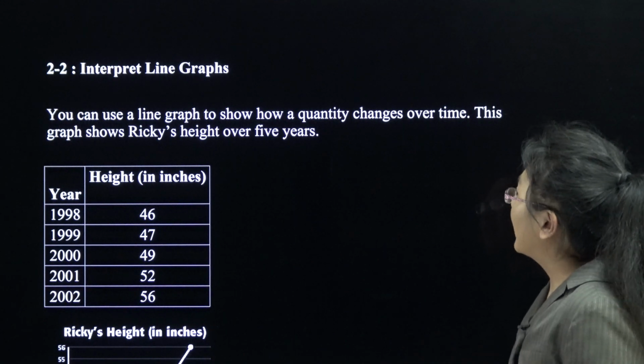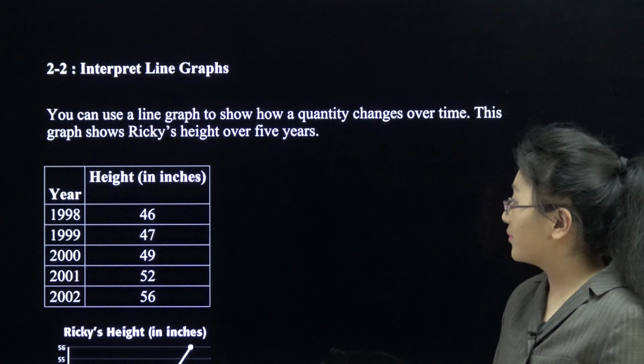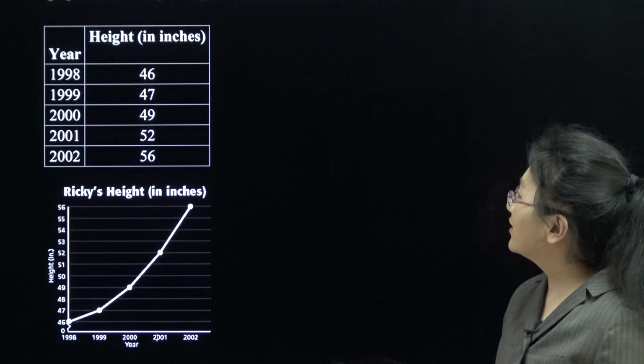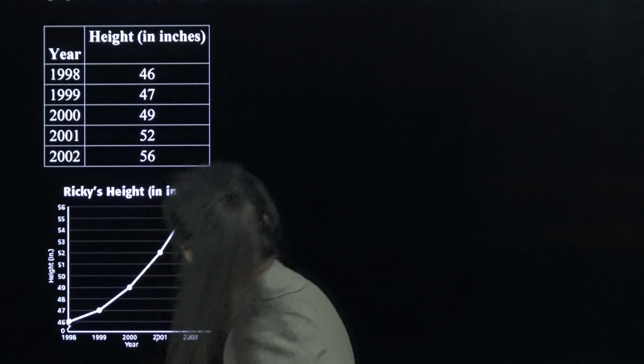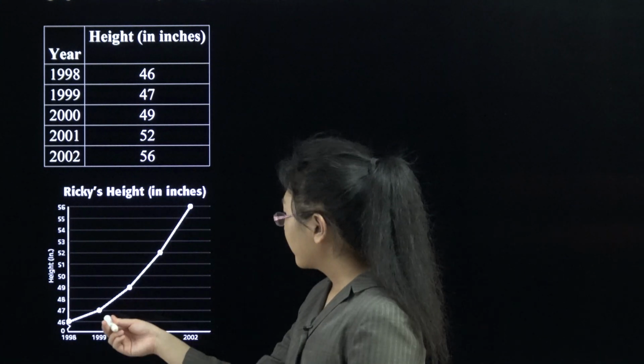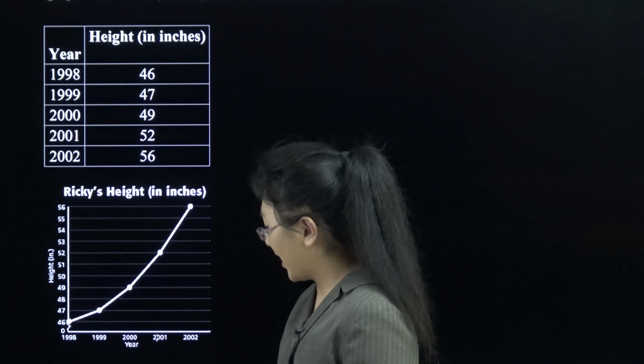You can use a line graph to show how quantity changes over time, such as this one. It's Ricky's height change in 5 years. Oh, he had a growth spurt. And after you plot all the points, you just connect them with a line.